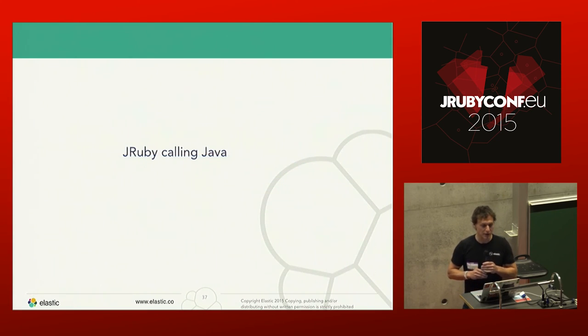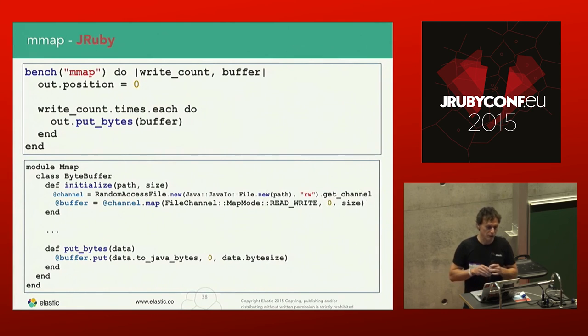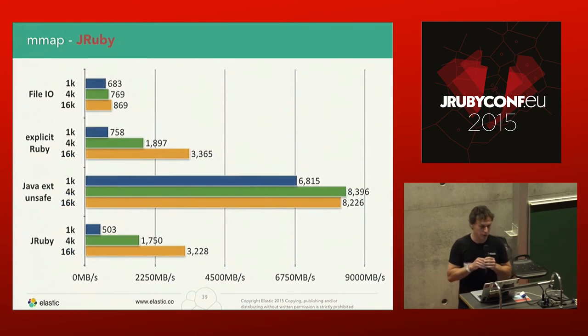Okay, so the last implementation is simply JRuby calling into Java directly. It's a pure Ruby implementation of that mmapping class that we created in Java or as a JRuby extension. Basically it's the same put bytes buffer, and below we can see the implementation. There's the construction, where in Ruby we're calling the actual Java class to create the mmapping, and then eventually we have the put bytes with data, and then we do the same, data to Java bytes, and so on. The performance we get with that is pretty similar to the explicit Ruby performance. So not that good.